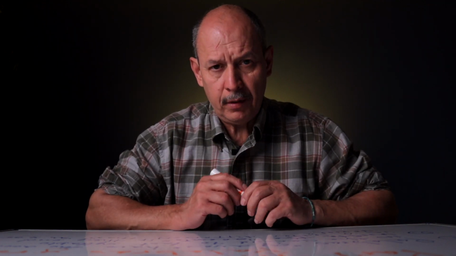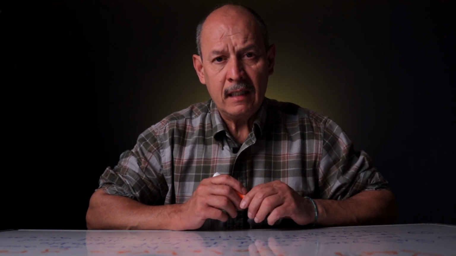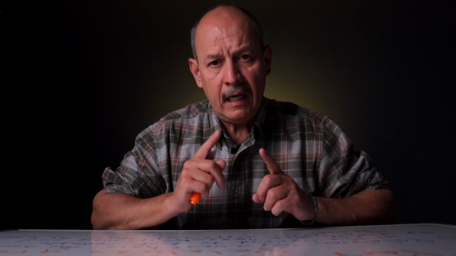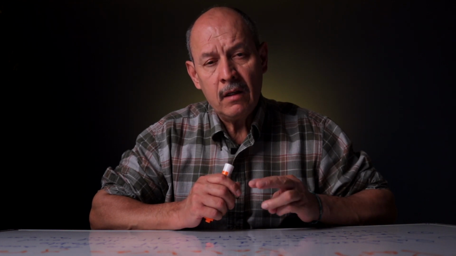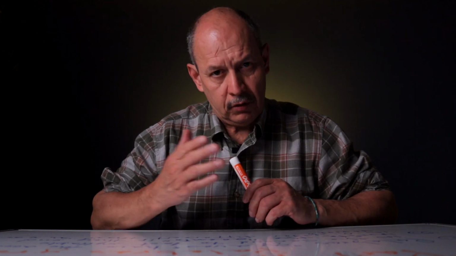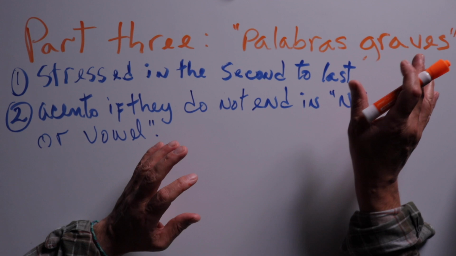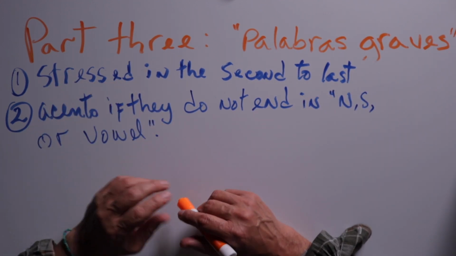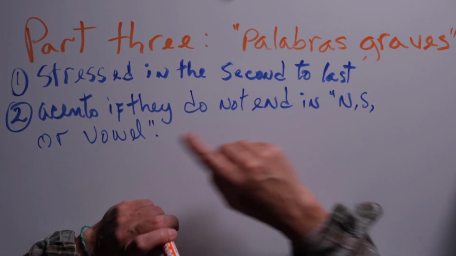Second thing that is very important is that palabras graves only carry the tilde, the acento in written, if they end in something different than en, es, or a vowel. Meaning, if they end in el, you will have to put an acento. I will give you some examples to emphasize what I say here. Stresses in the second to last syllable, and you write down the acento only if they end in something different than en, es, and a vowel.